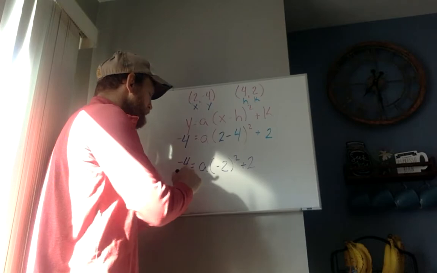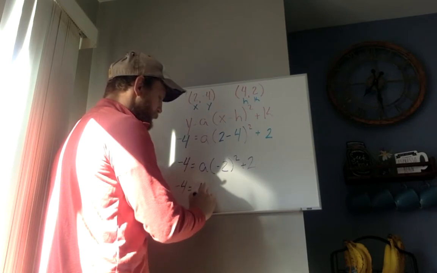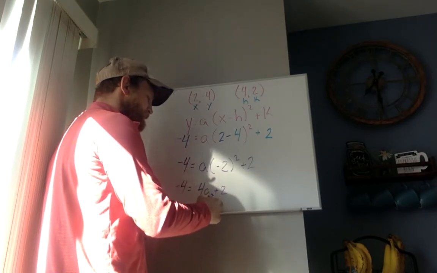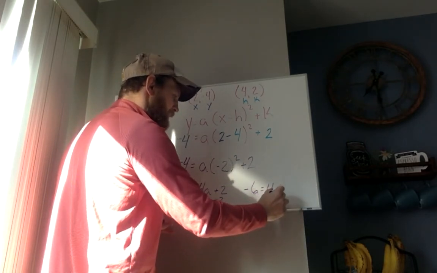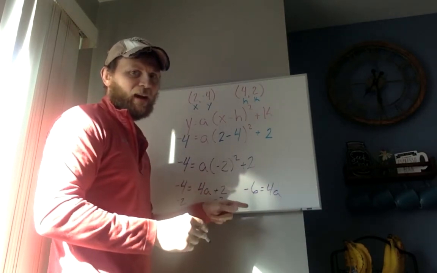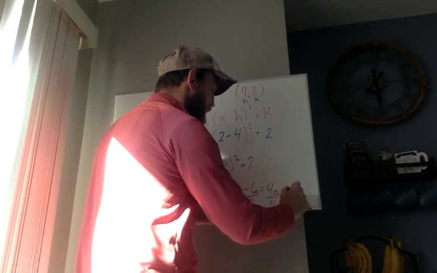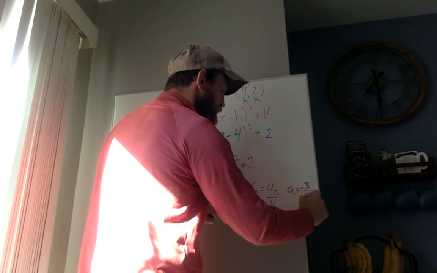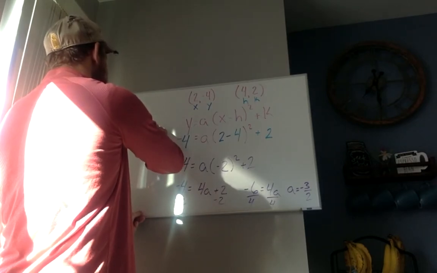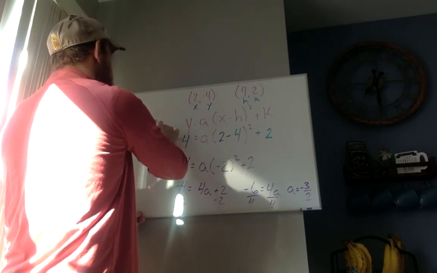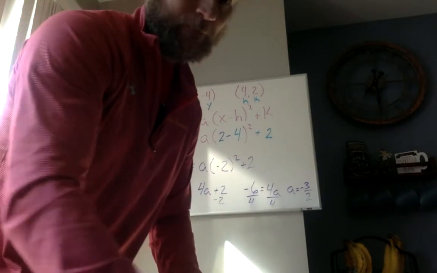All right, so we got negative 4 equals negative 2 squared is 4, 4a plus 2. So now I subtract 2 from both sides, and I have negative 6 equals 4a. Now here, when I solve for a, I'm going to write it as a fraction. So when I divide by 4, I get a equals negative 3 over 2. So my answer is y equals negative 3 over 2, (x minus 4) squared plus 2. All right, that's how we do those.